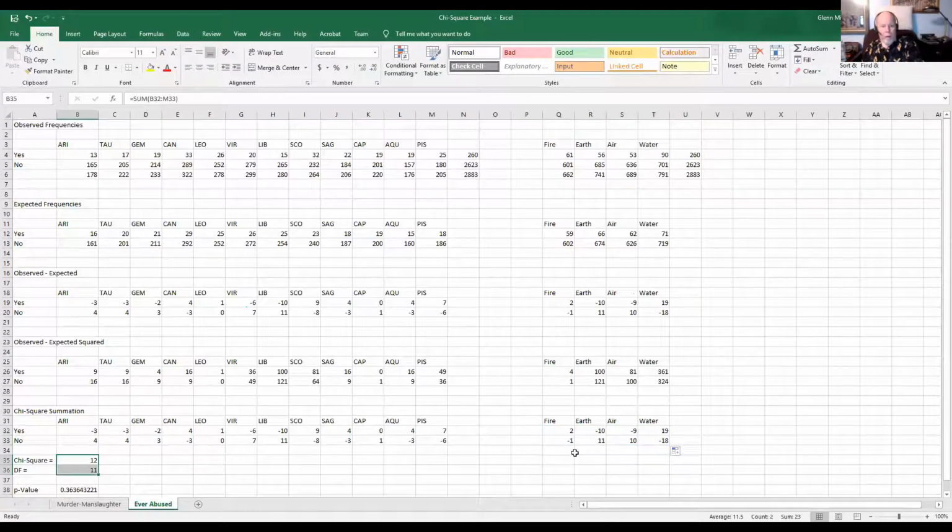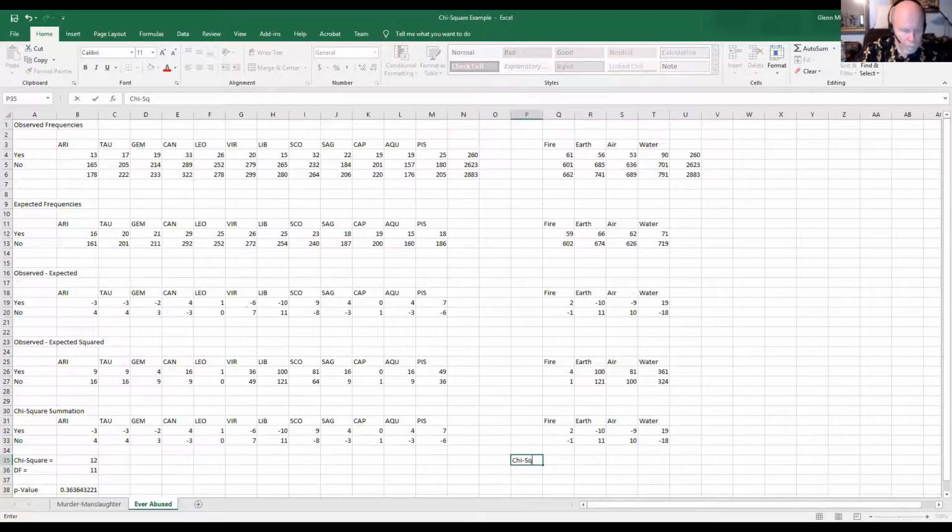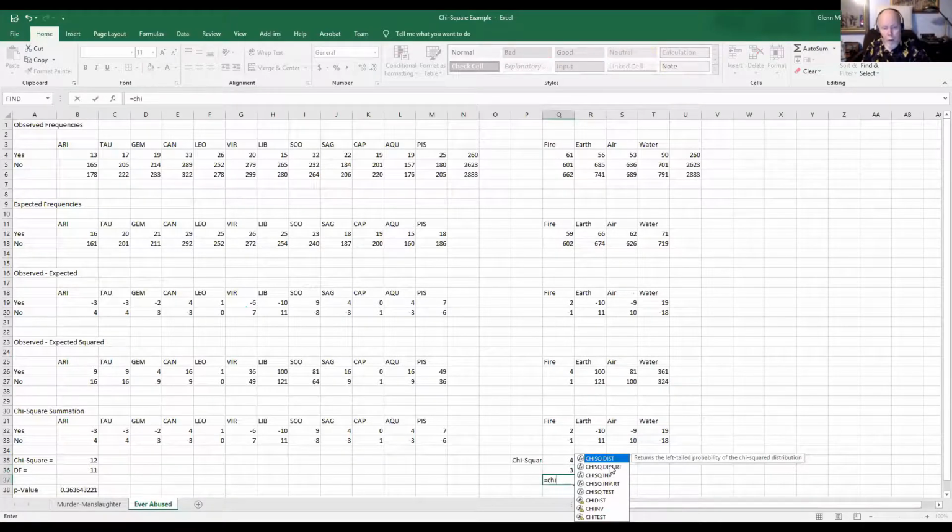Well, our chi-square is going to be the sum of all of these. It's going to equal the sum of all of these. We have 3 degrees of freedom because we have the number of rows minus 1 times the number of columns minus 1. And then we calculate the chi-square statistic.